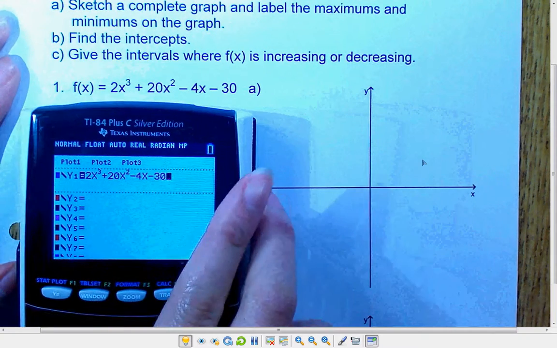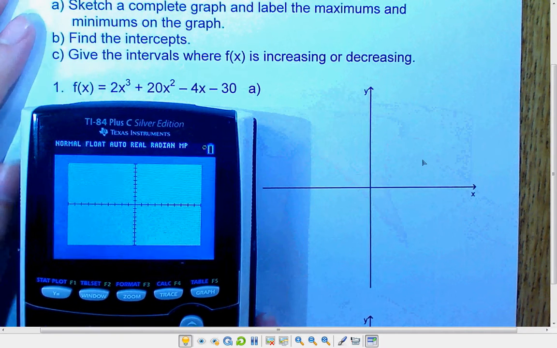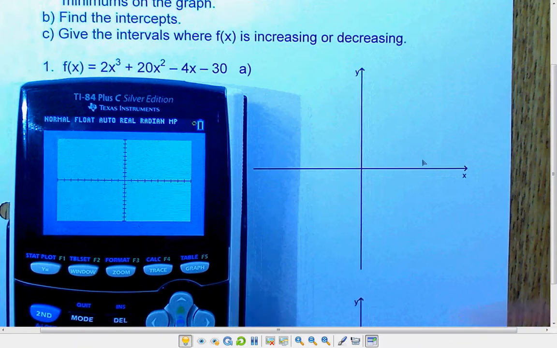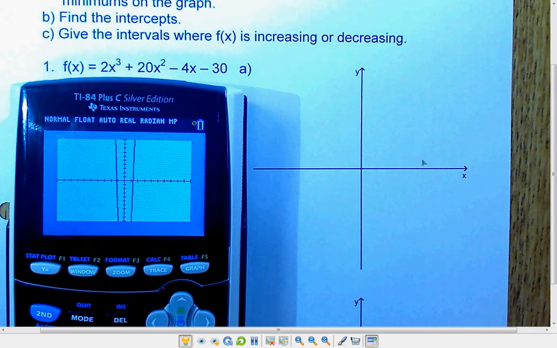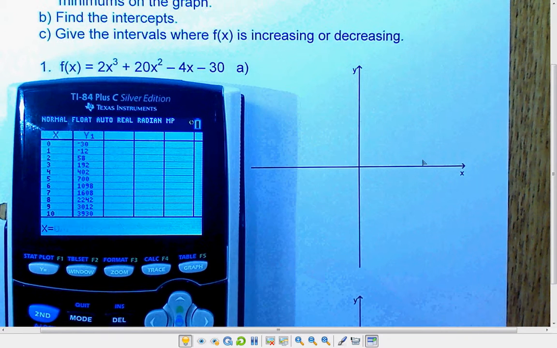So the hardest part about this is figuring out what your correct window is going to be. There's a couple things we're going to use to find our window. Right now if I just press graph, it's not going to show me my entire function right off the bat. I see a part of it, but clearly this isn't enough. So to find my window, what I'm going to actually use is my table. To go to table, I'm going to press second graph.